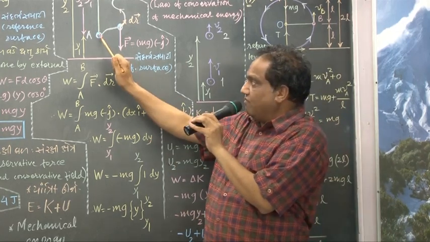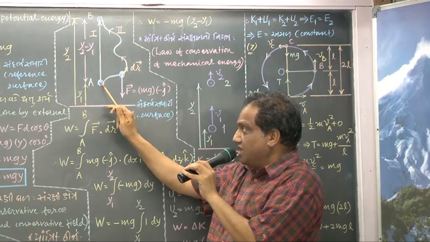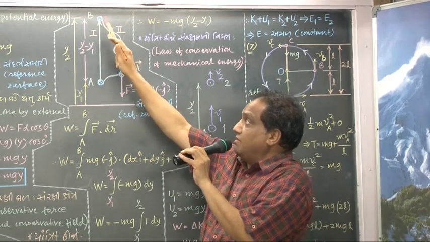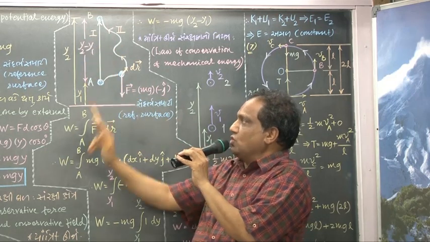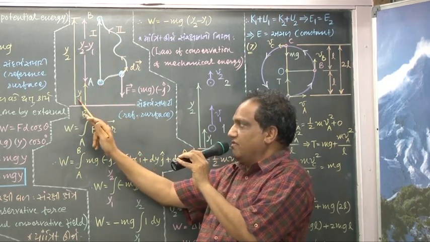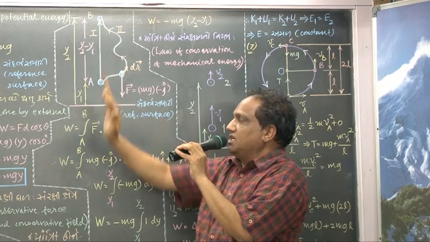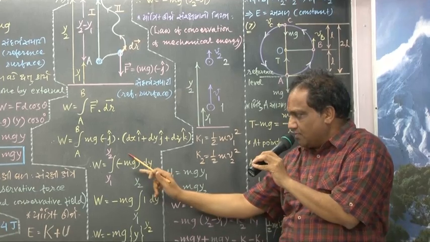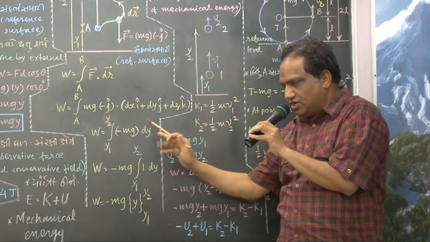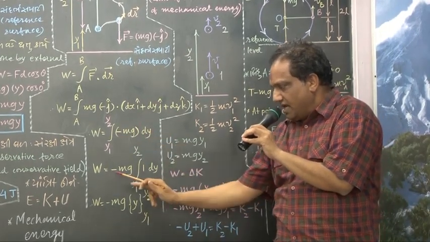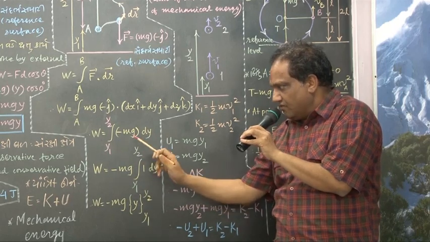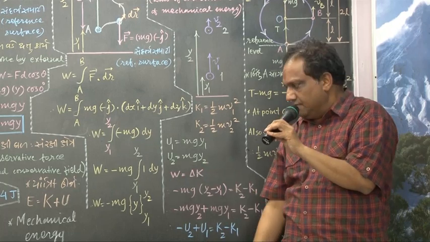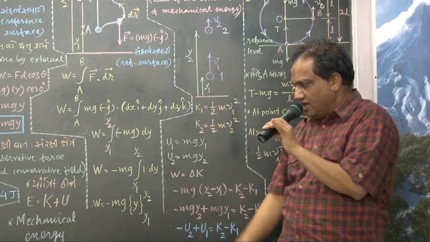What is the height of the body at position A? It is y1. What is the height of the body at position B? It is y2. So for the initial position the y coordinate is y1, for the final position it is y2, so the limits are y1 to y2. Now minus mg is constant, take it out. Integration of 1 dy from y1 to y2.